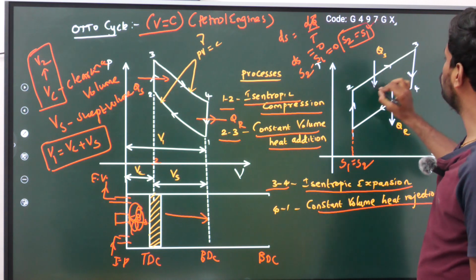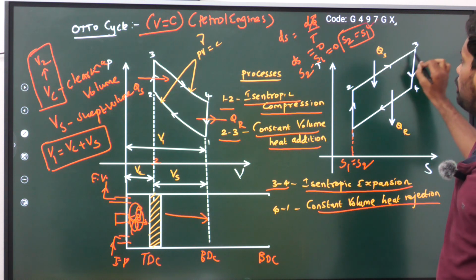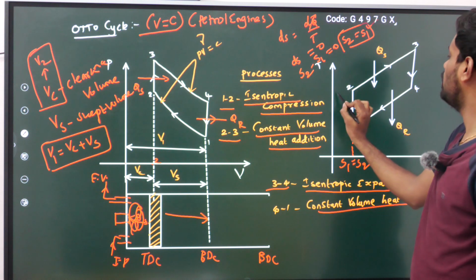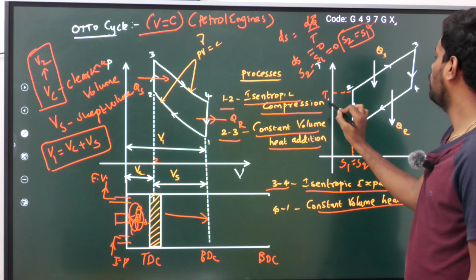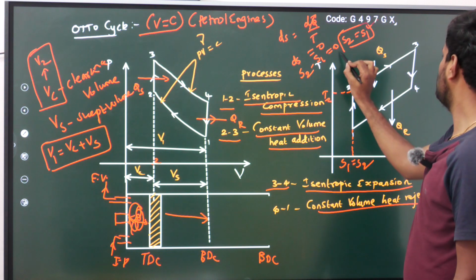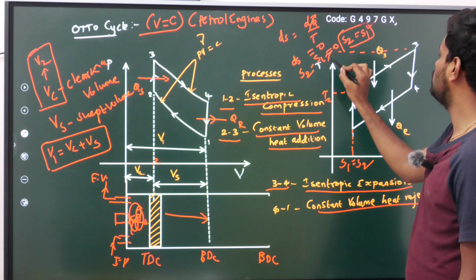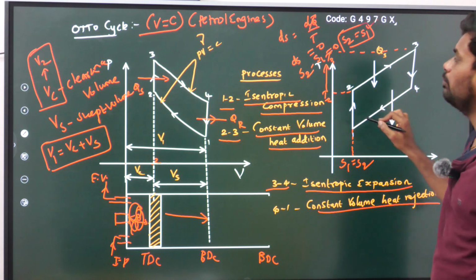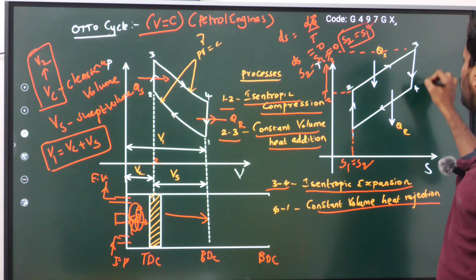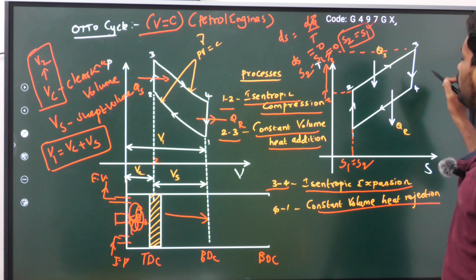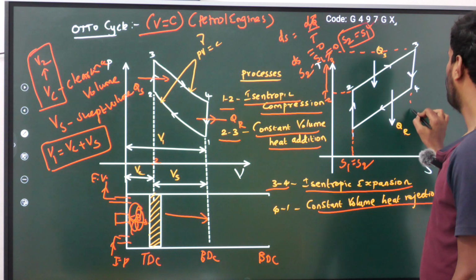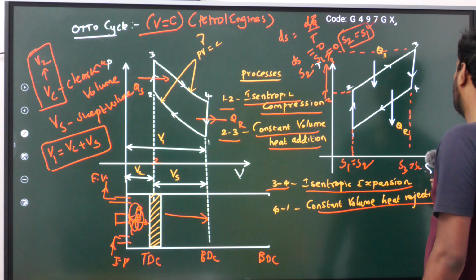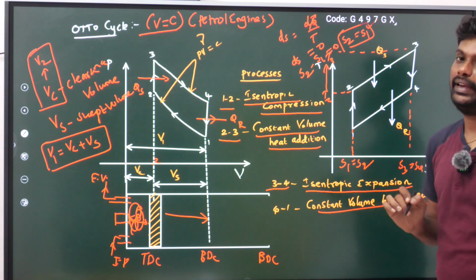And from point number 2 to 3, this process is constant pressure heat addition process. So when you add the heat, what is happening? You see the temperature here is T2, but you see the temperature at 3 is T3. So the temperature is increased from T2 to T3 when you add the heat to the system. Then 3 to 4 is the expansion process. So the expansion is also isentropic expansion. So this is also S3 is equal to S4. This is isentropic expansion, right?